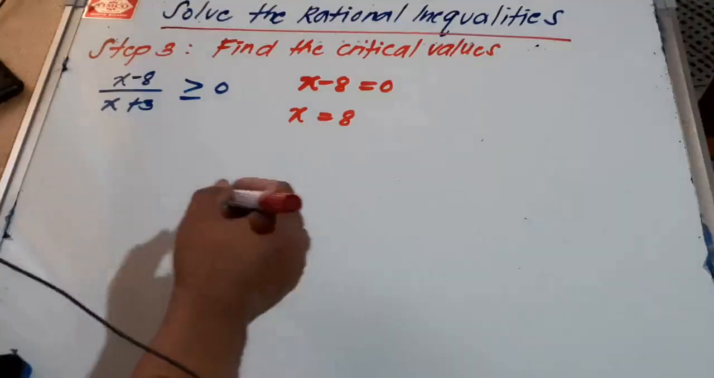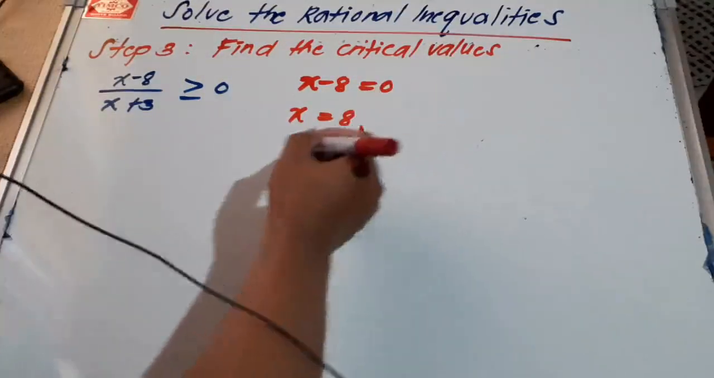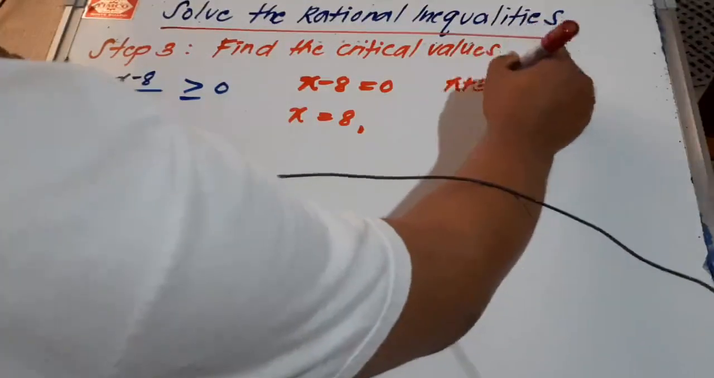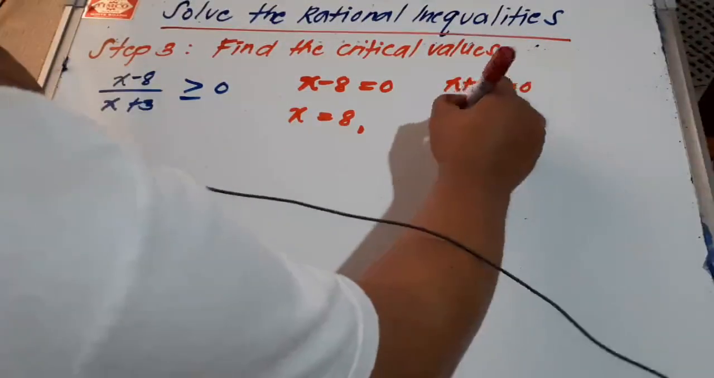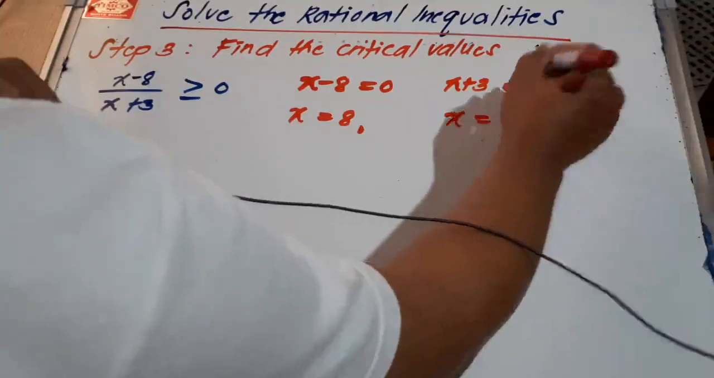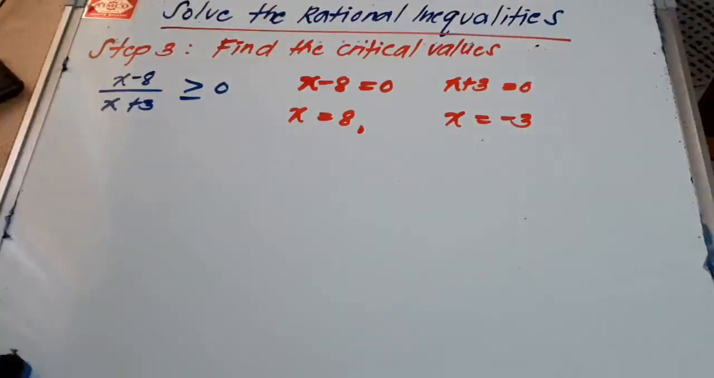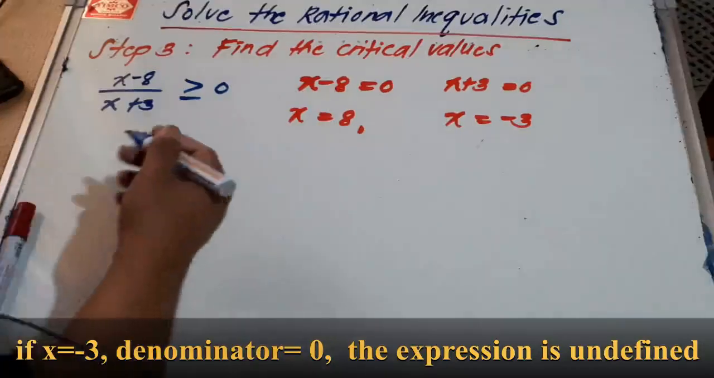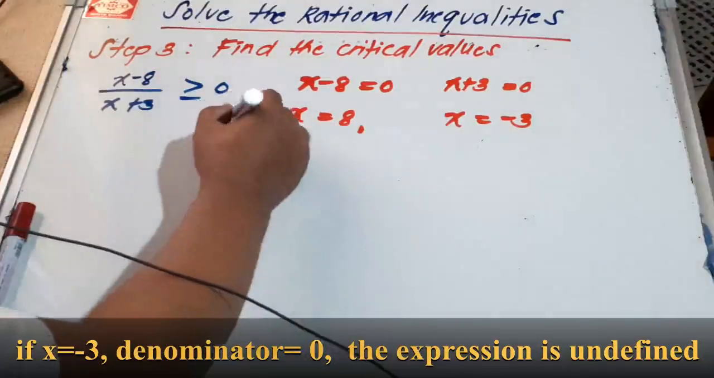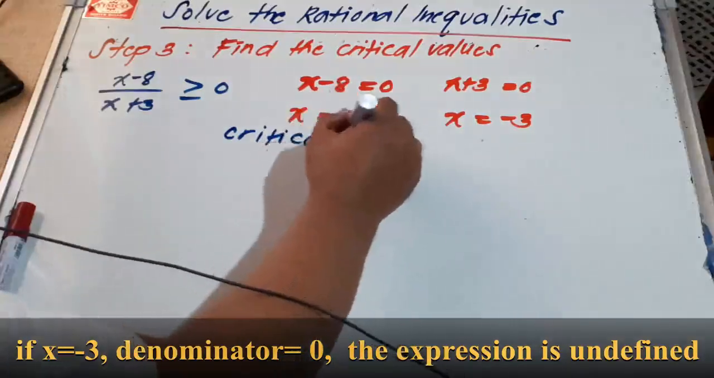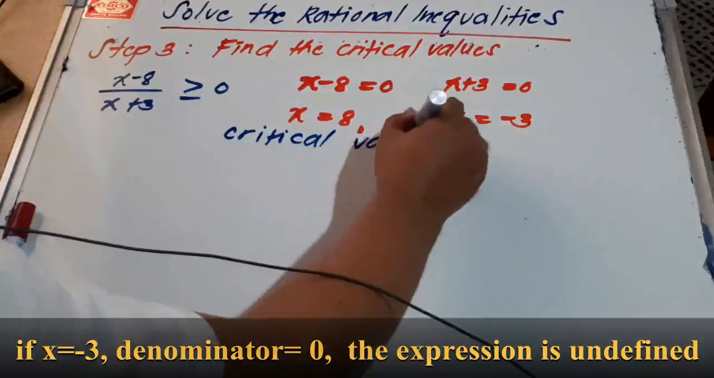Okay? The next is yung nasa ilalim. We have here x plus 3 equals 0. To solve for x, we transpose 3 to the other side. That will make x equal to negative 3. So therefore, the critical values are x equals 8 and x equals negative 3. So dalawa.